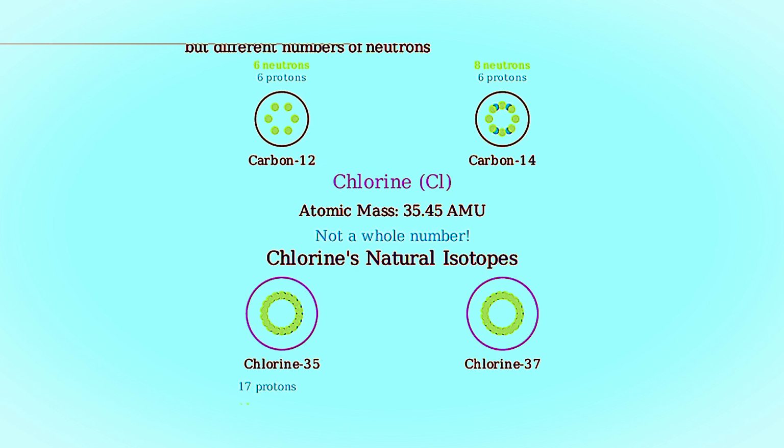Chlorine-35 has 17 protons and 18 neutrons, giving it an atomic mass of 35 AMU. Chlorine-37 has 17 protons and 20 neutrons, giving it an atomic mass of 37 AMU. So if chlorine has isotopes with masses of 35 and 37, why is the atomic mass 35.45?